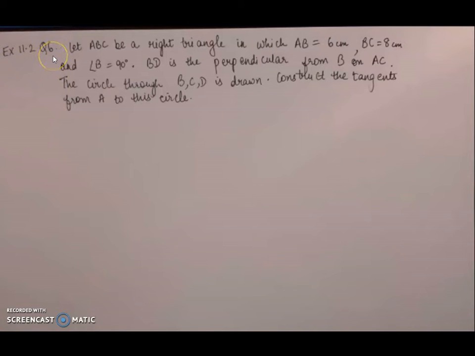Exercise 11.2, question number 6. Let ABC be a right triangle in which AB is 6 cm, BC is 8 cm and angle B is 90 degrees. BD is the perpendicular from B on AC. The circle through B, C and D is drawn. Construct the tangents from A to this circle.